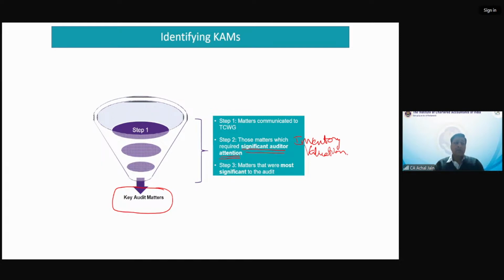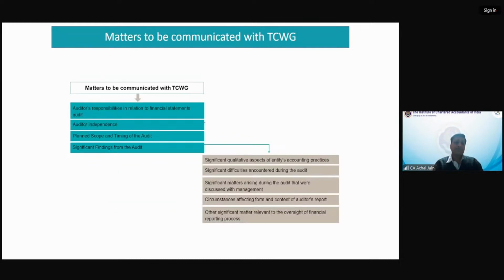Third, if you look at the requirement of the auditor, if you look at the requirement of the auditing standards, certain matters are required to be communicated by the auditor to those charged with governance. Now, what are those matters? Some of the key matters, some of the important matters.